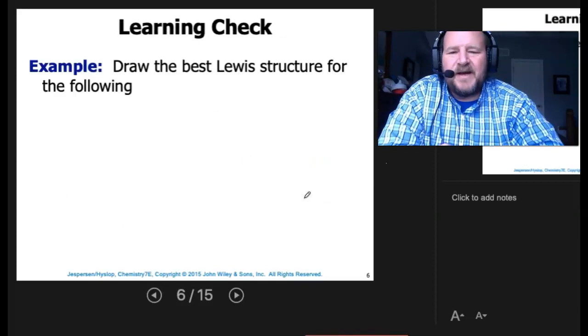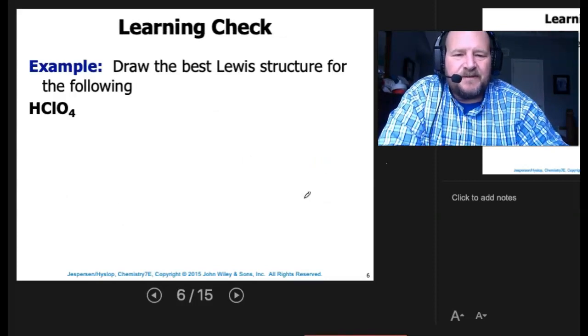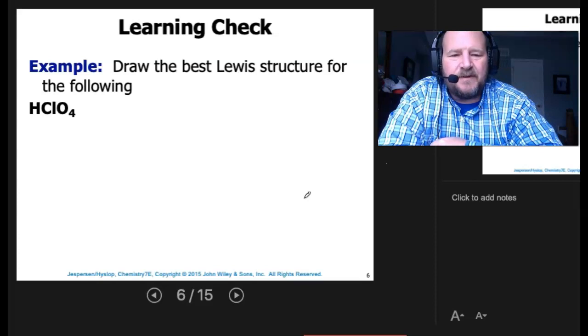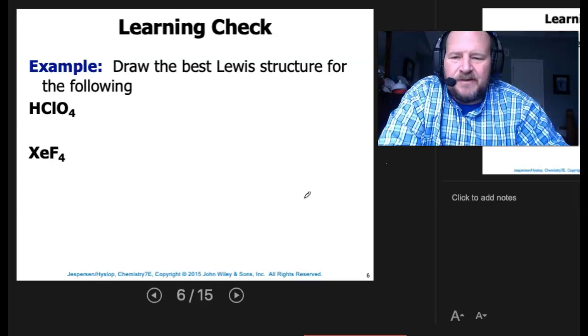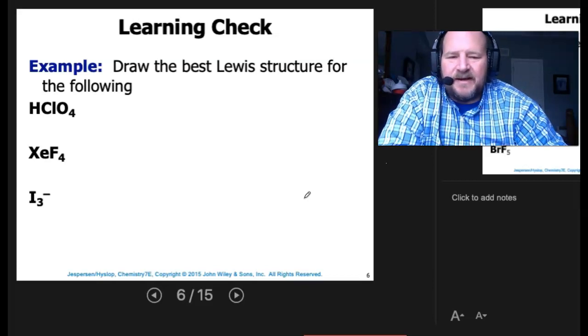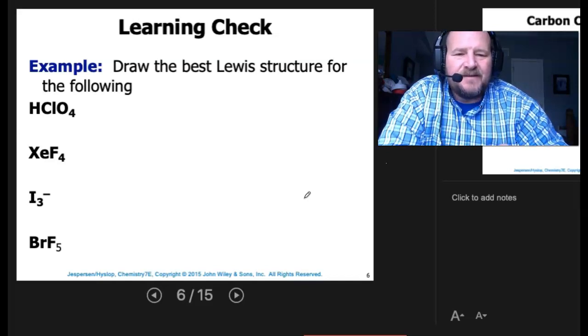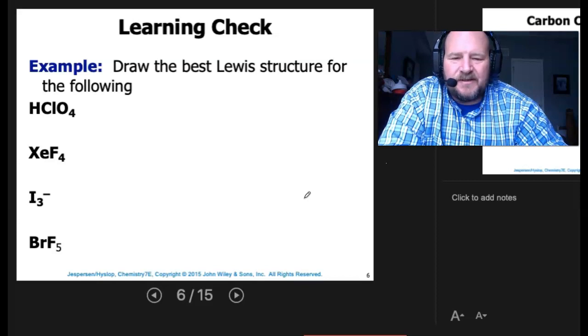All right, so draw the best Lewis structure for the following. So HClO4. What's going to be the best Lewis structure for that one? Once you're finished that one, try XeF4. And then I3 minus. And last but not least, BrF5. Okay, so you want to pause here. Go ahead and work those 4 compounds out. And then once you hit play, we'll start to go through some of the answers here.